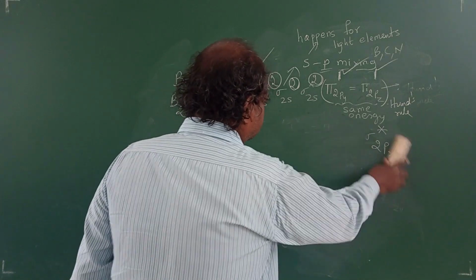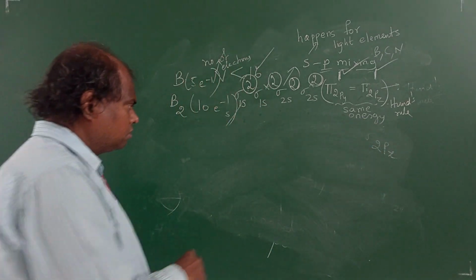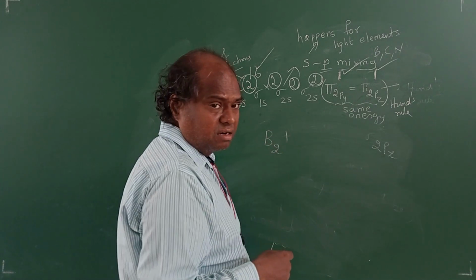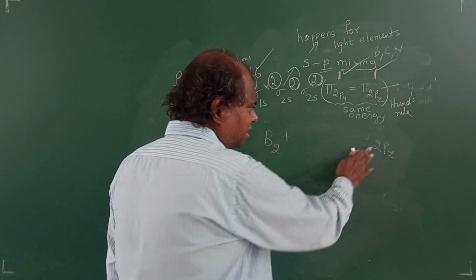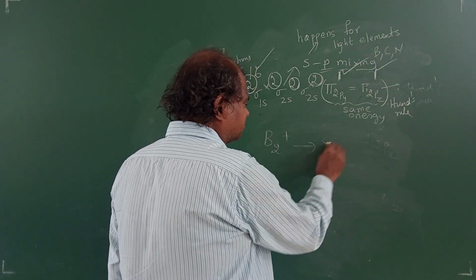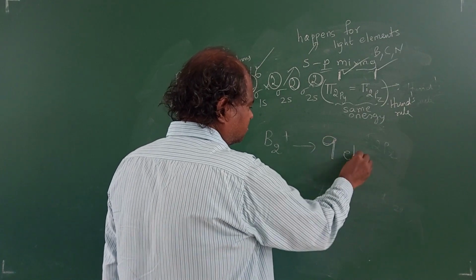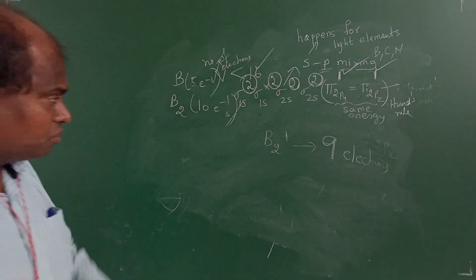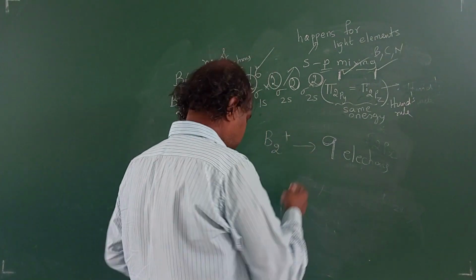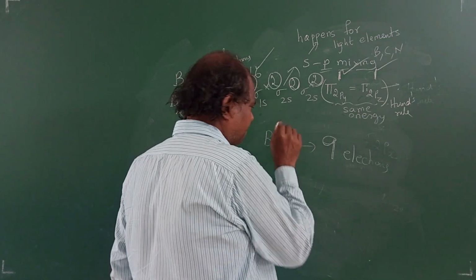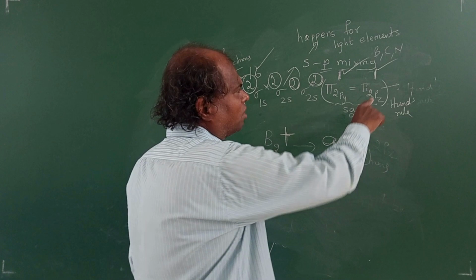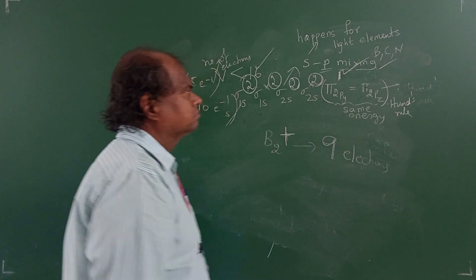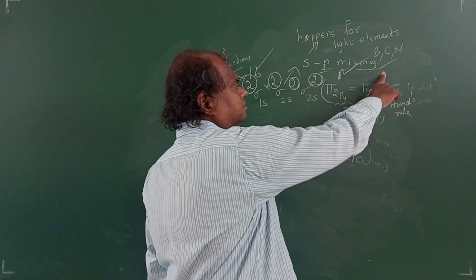Students, suppose they ask you B2 plus, what will you do? Then, there were total 10. B2 plus means you remove 1 electron, right? Remove 1 electron, you'll have only 9. Is that clear? So now you have to fill up only 9 electrons for B2 plus. 9 electrons means you will stop here only. So you don't have to fill this, right? Okay? This is not required.